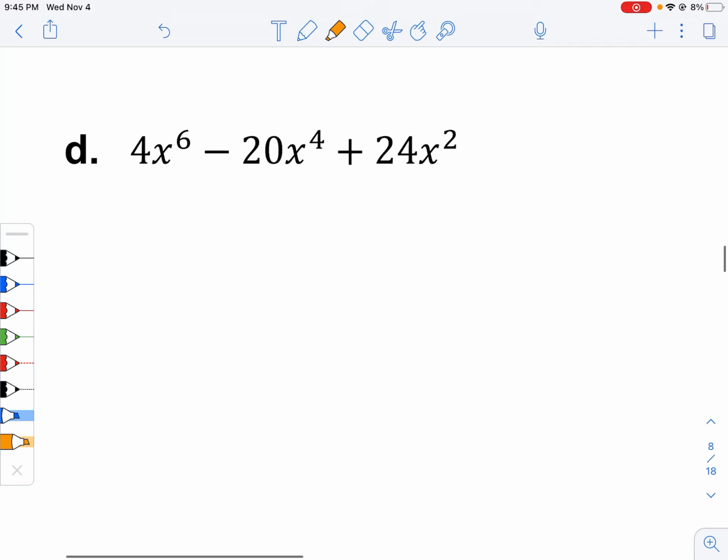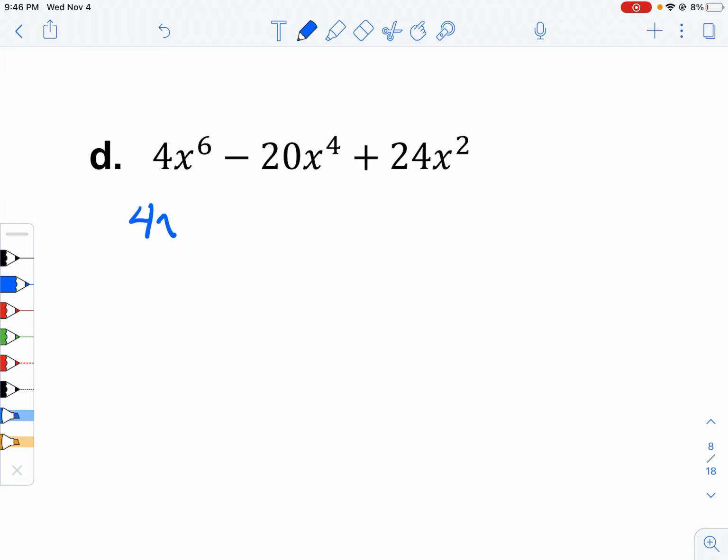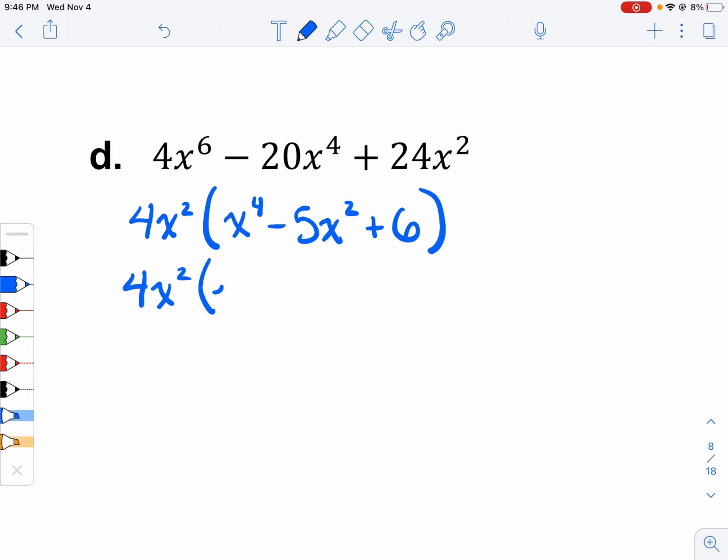Part D, we're going to do the same thing here. Let's start though by factoring out a 4x squared. And then we're just working with an x to the 4th minus 5x squared, and then it'd be plus 6. Alright, so again we can group these. We can split this into 4x squared, and then this can become x to the 4th, and then how about we do minus 2x squared minus 3x squared plus 6.